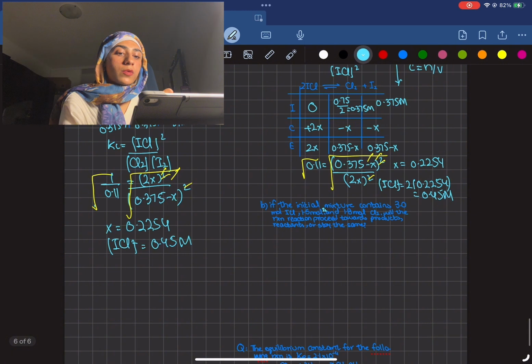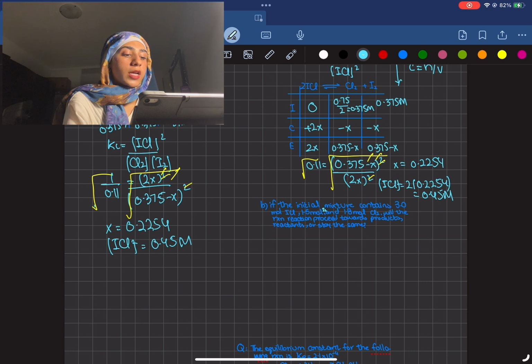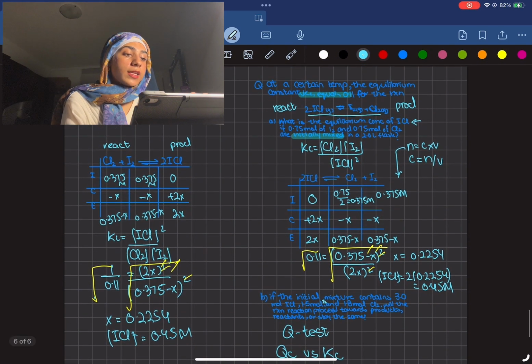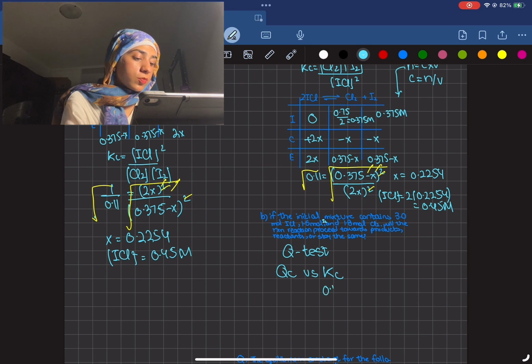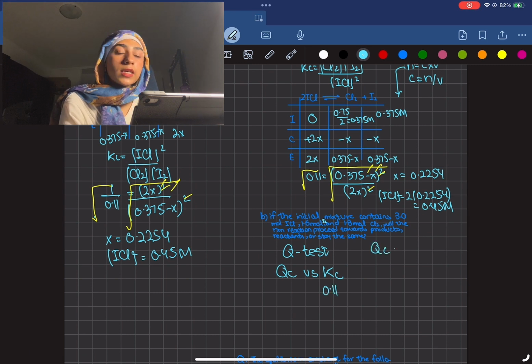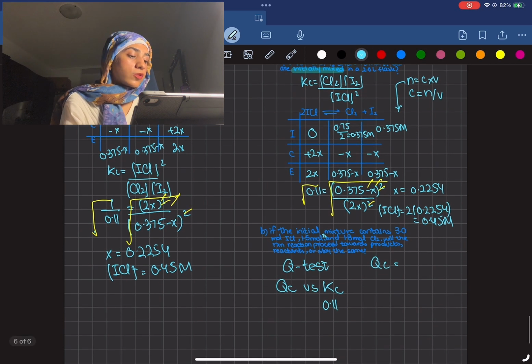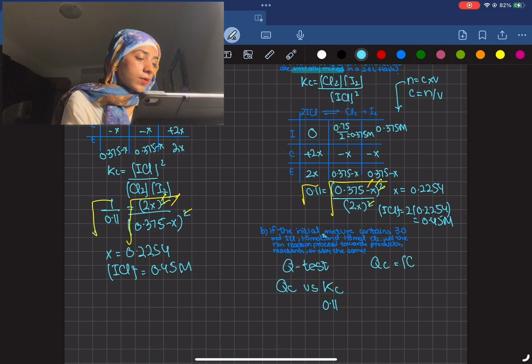Now we'll look at part B of the question. When it says the reaction will proceed towards products or reactants, or stay the same, that insinuates that they want us to perform the Q test. So I need to compare my Qc value with my Kc value. I already have my Kc value from above, which is 0.11. I'll write down the Qc equation, which would be the same as the formula we wrote ourselves.